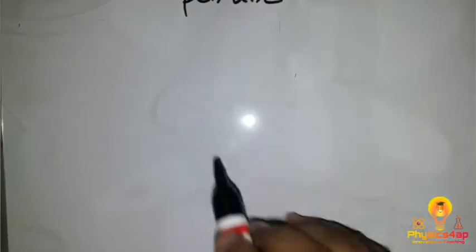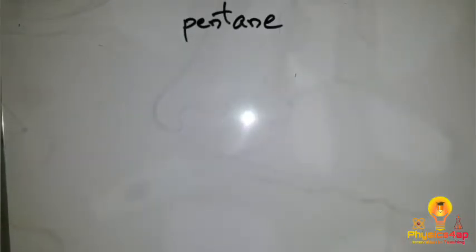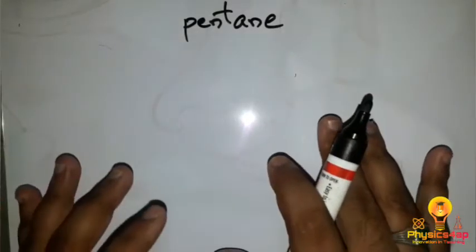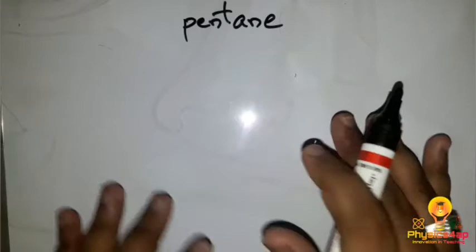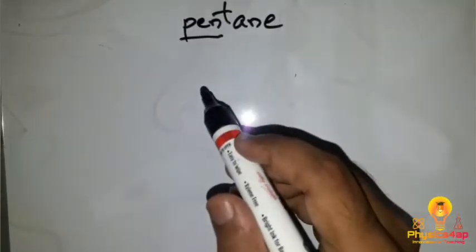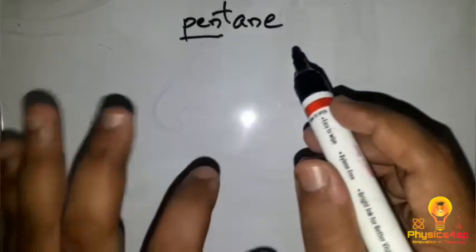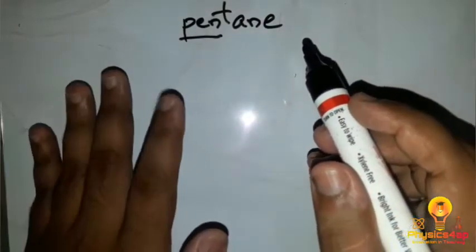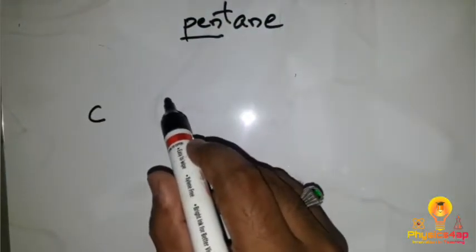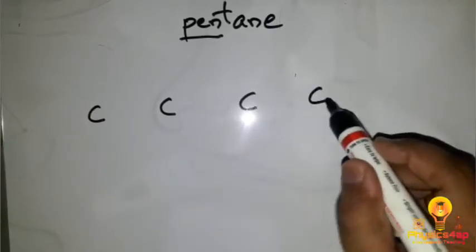So let's start with an easier one. Here we have an organic compound called pentane. Whenever you see the word pentane, first you have to see the root word. The root word is pent, which means it consists of 5 carbons. So what you have to do is draw the 5 carbons like this: 1, 2, 3, 4 and 5.